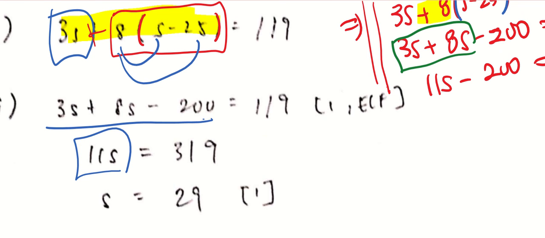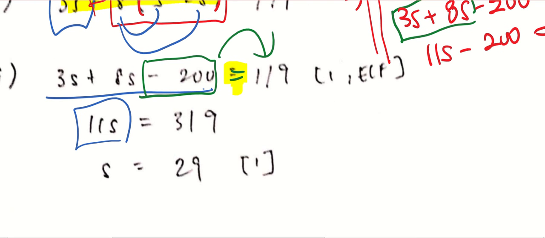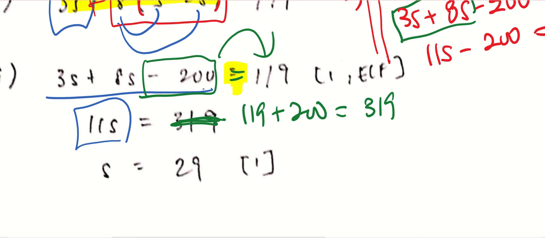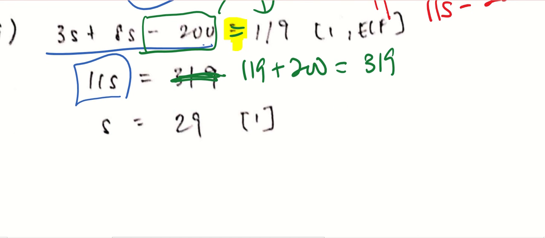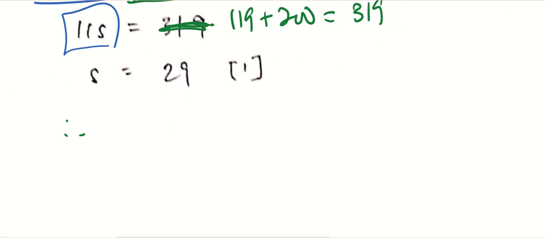If you stare carefully, you realize that what I did was to throw the minus 200 over this equal sign. So remember, when I throw across the equal sign, I need to change the sign. So therefore, 119 plus 200. Okay, so I'm gonna cancel this. This is 119 plus 200, which is 319. This is how they got 319. Okay, so from there, s equals to 319 over 11. That gives us 29. So therefore, there's something missing here.